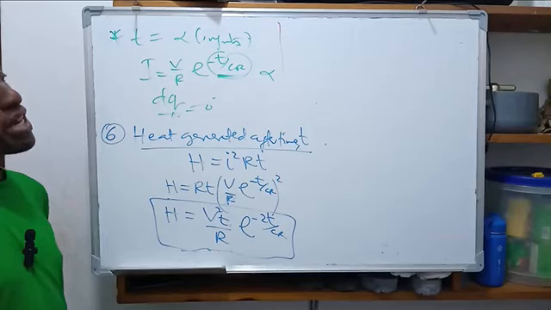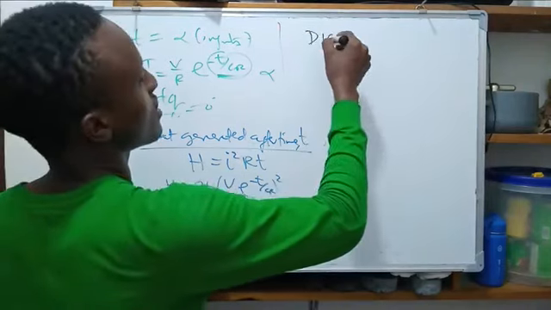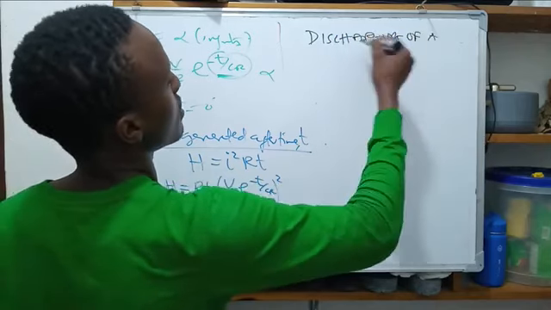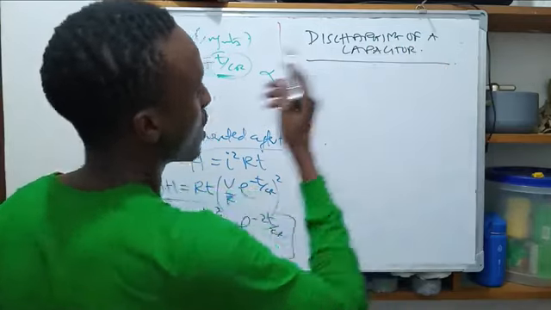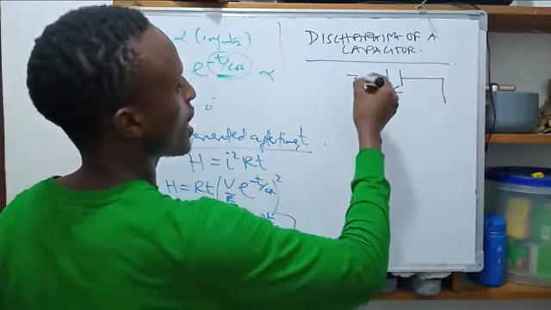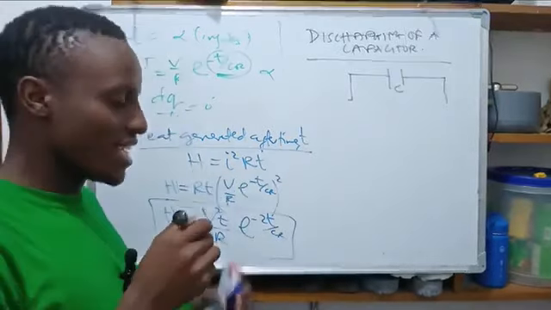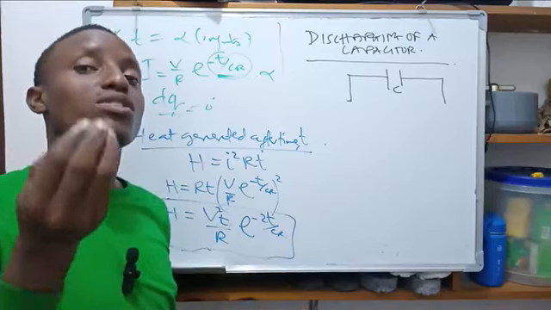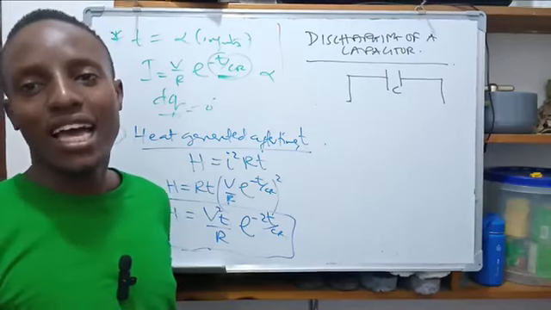Okay, so let's speak about the discharging of a capacitor. How to discharge a capacitor? Let's say this is the capacitance here. Discharging is when you just connect the capacitor with a resistor, such that the energy that was stored in the capacitor is dissipated in the resistor.